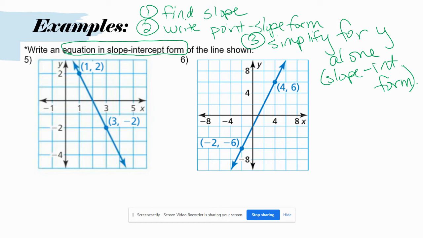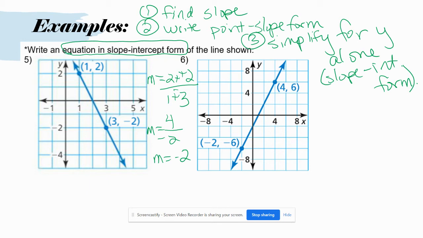Starting with number 5, I'm going to start with finding our slope. So we have 2 minus negative 2 over 1 minus 3. Add the opposite, add the opposite. 2 plus 2 is 4. 1 plus negative 3 is negative 2. And 4 over negative 2 is negative 2.